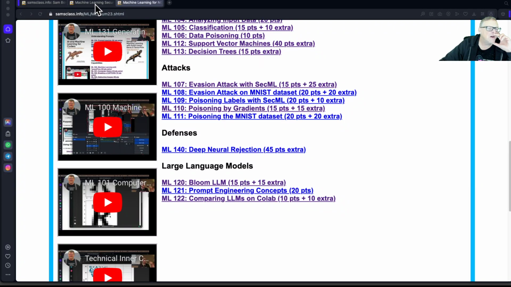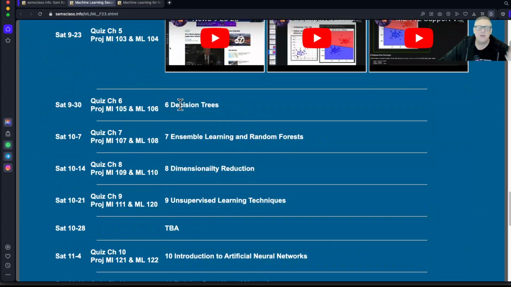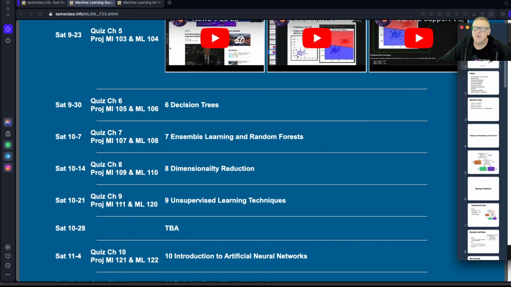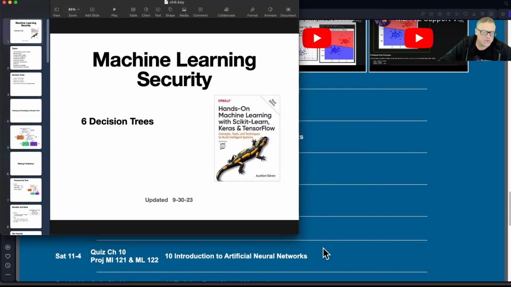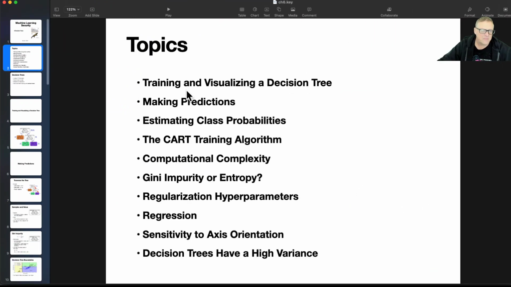All right, so here we are in this machine learning security course, and we're up to chapter 6, decision trees. So let's start with the theory of decision trees and then go into the hands-on. We're going to talk about training and visualizing them, making predictions, computational complexity, this concept of Gini impurity, how to regularize it, how to turn a classification model into a regression model, and then a few more tricks.